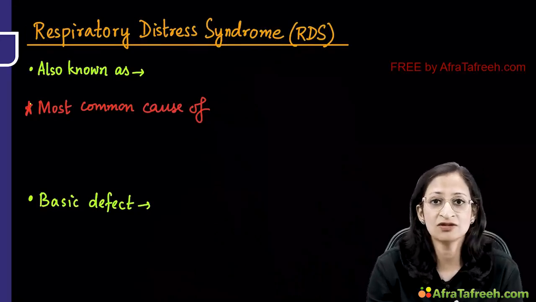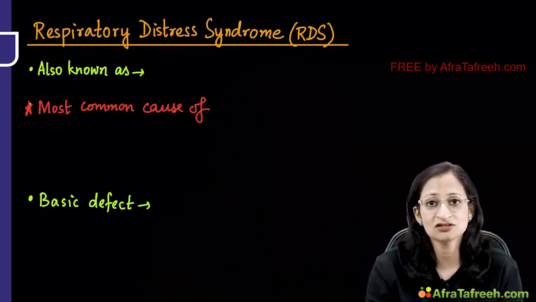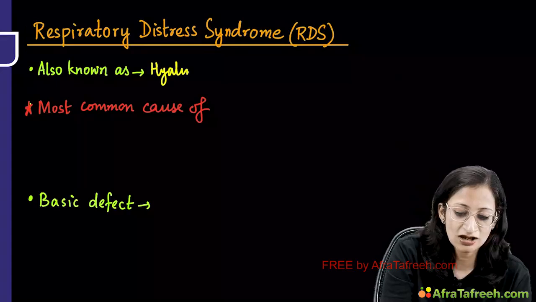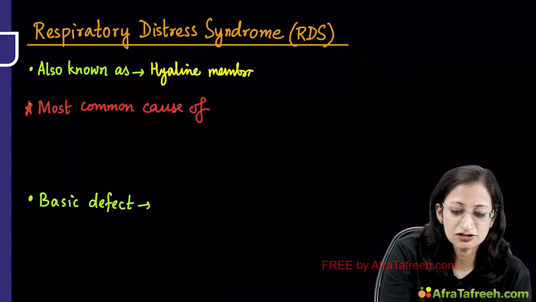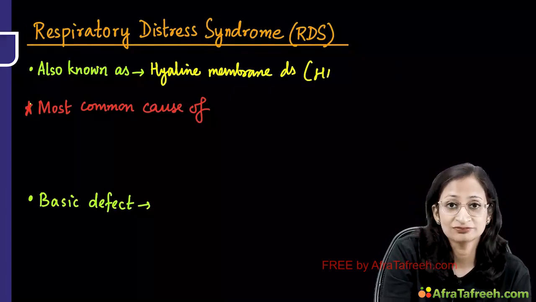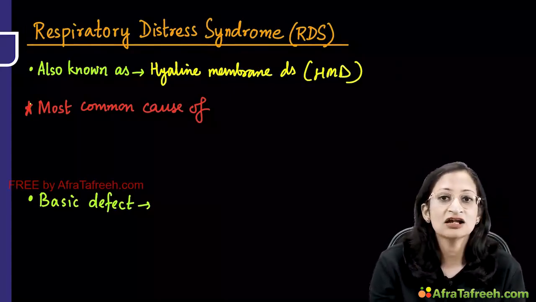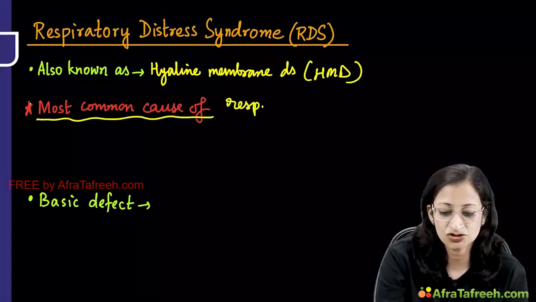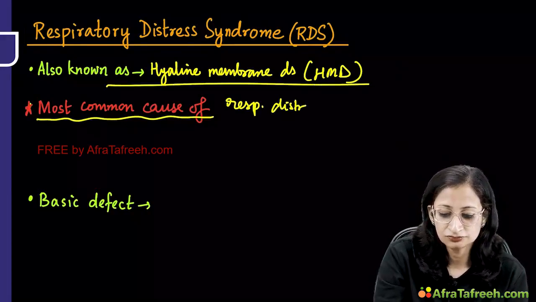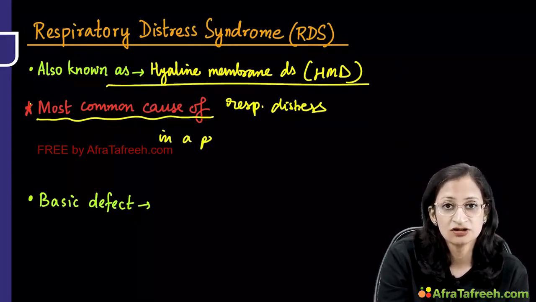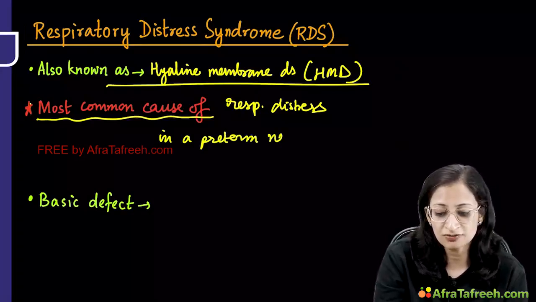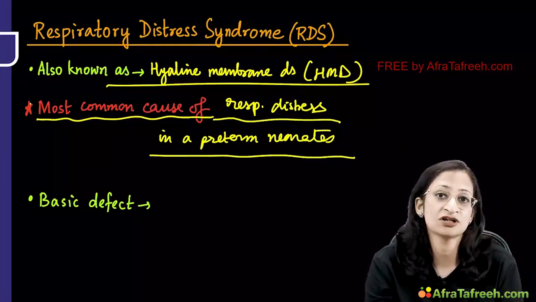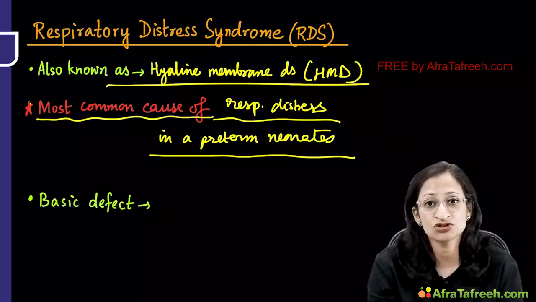So starting with a very important disorder from which questions are often asked, that is respiratory distress syndrome. Now this respiratory distress syndrome is also known as hyaline membrane disease, or HMD. It is the most common cause of respiratory distress in a preterm neonate, okay. So it is much more common in preterm neonates, but it may sometimes happen in term neonates also, especially in infants of diabetic mother, because they have a delayed maturation of surfactant.